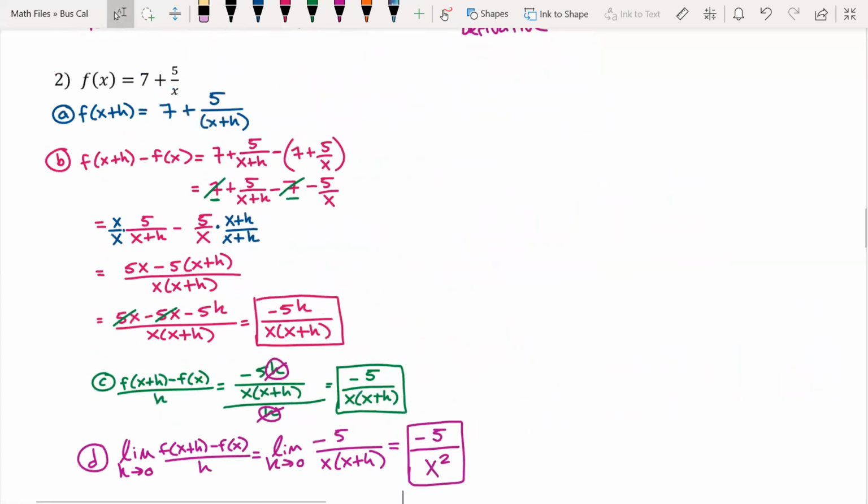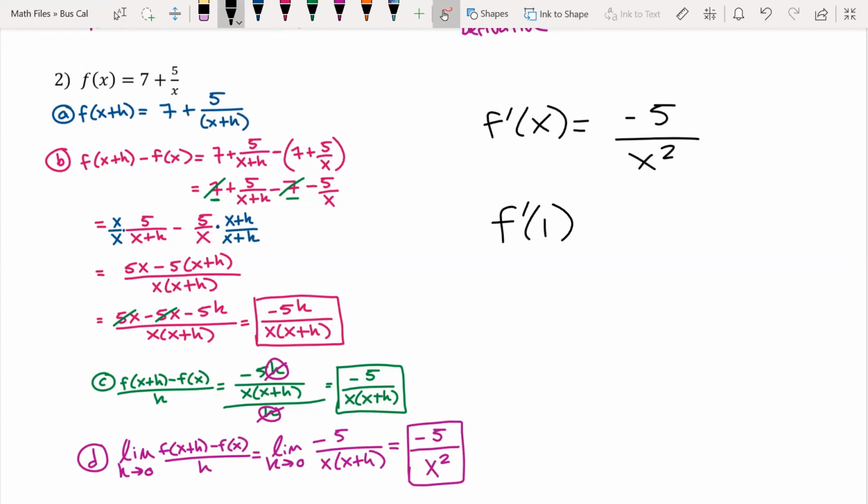Okay, perfect. And then to finish this off, let's write it as f prime of x equals -5 over x squared. There's the derivative. And now all we have to do is plug in 1. So f prime of 1 equals -5 over 1 squared, which is just going to be -5. So what we can say for this function is that when x is 1, the slope is -5. That's it.